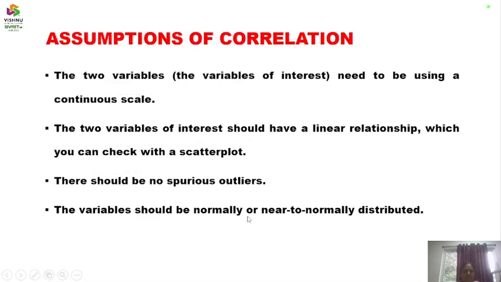And come to the assumptions of correlation. The two variables need to be on a continuous scale. The two variables of interest should have a linear shape, which you can check with a scatter plot. In the next classes, we are going to see the types of methods, and there we are going to see scatter plots also. And there should be no significant outliers. The variables should be normally or nearly normally distributed.